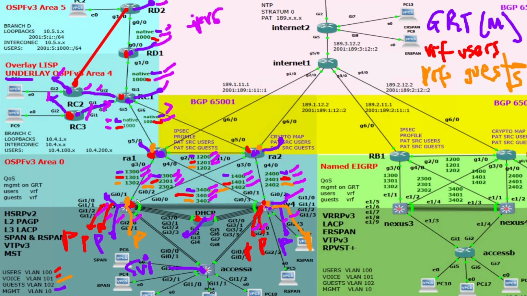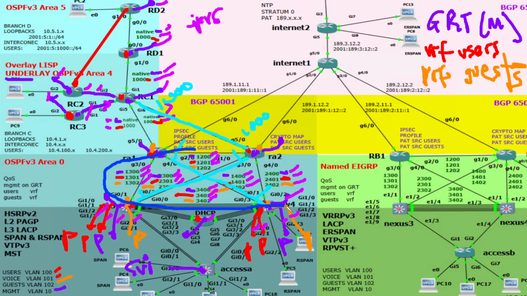Now notice that this link here is going to be a backup link. And this link here is also going to be a backup link, as well as this link here. So we will need to modify the cost for OSPF. We are going to set a cost of 1,000 on this interface here, and this interface here, and this interface here. We are also going to set up our areas.